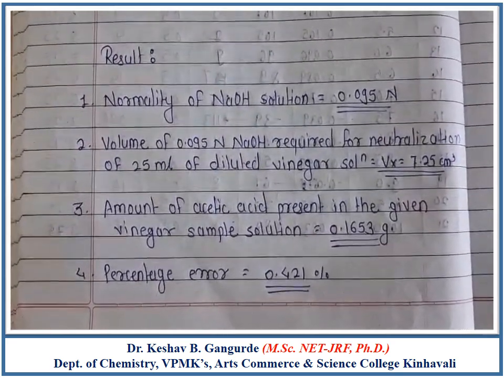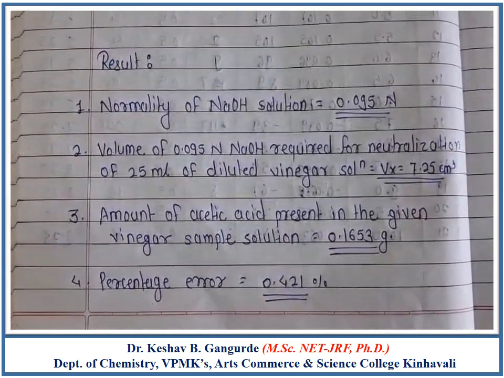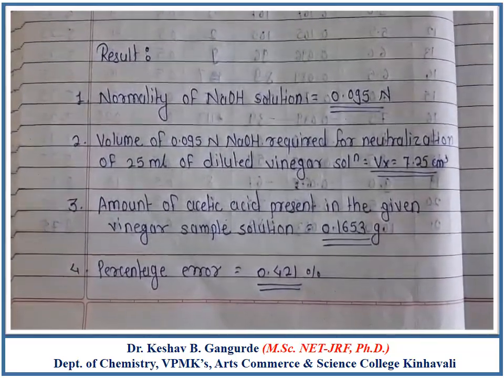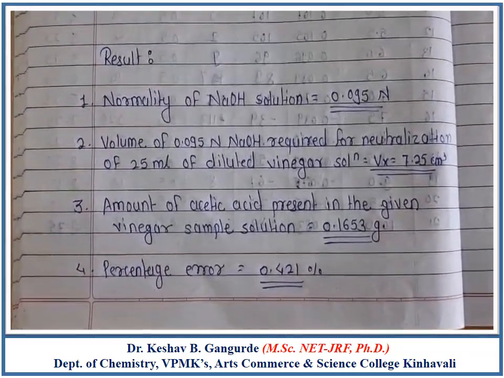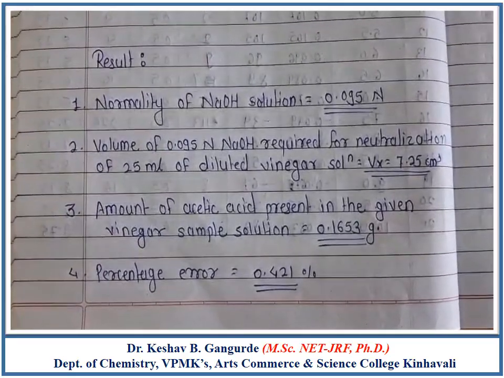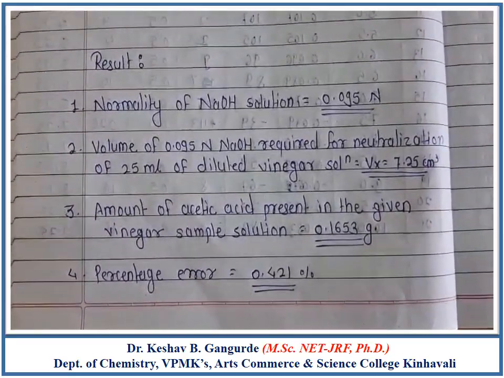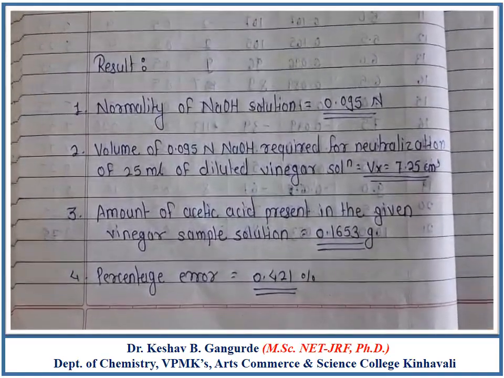Thus the results are: normality of given NaOH solution equal to 0.095 normal. The volume of given NaOH required for neutralization of 25 ml of diluted vinegar solution is 7.25 centimeter cube. The amount of acetic acid present in the given vinegar sample is 0.165 gram, and percentage error is observed to be minus 0.421%.